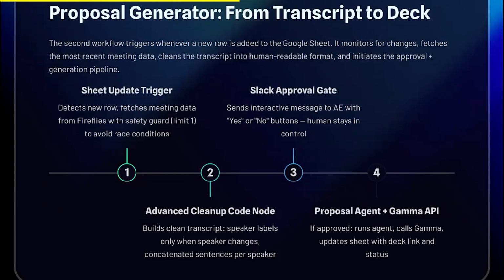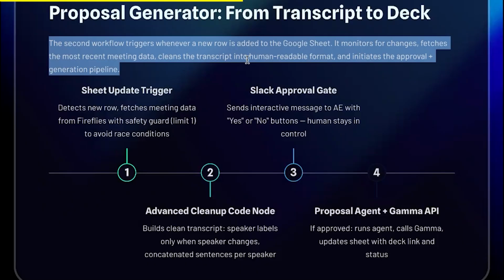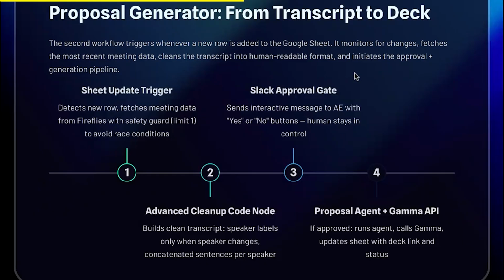The second workflow triggers whenever a new row is added to the Google Sheet, so it monitors for changes, fetches the most recent meeting data, and cleans the transcript into human readable formats. And then obviously initiates the approval plus generation pipeline. So it works in 4 stages. There's the sheet update trigger, which leads to the advanced cleanup code node, right? Which then goes to Slack for approval, right? So it's a yes or no button.